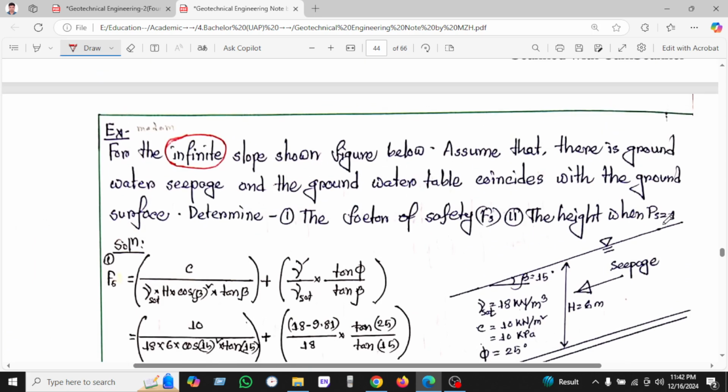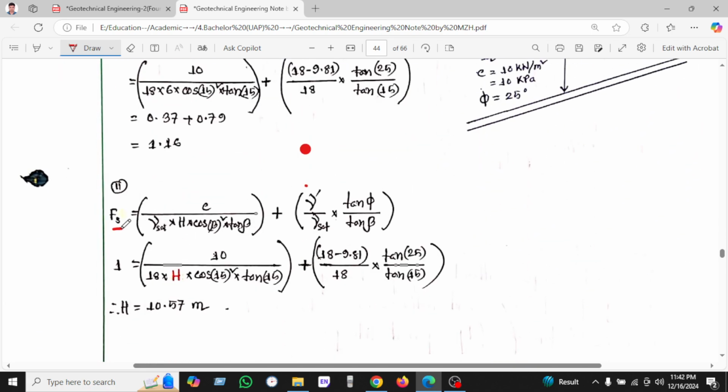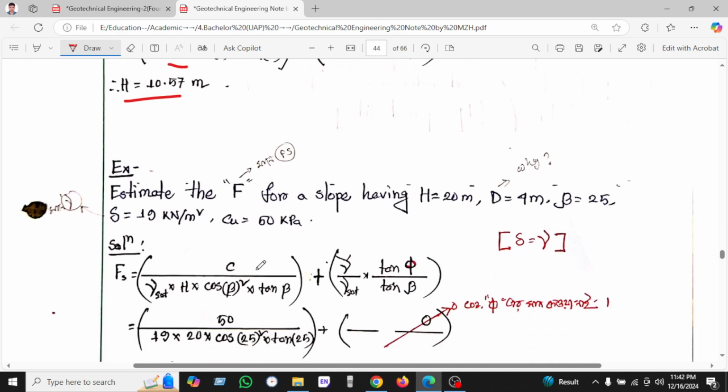Another one: the factor of safety is given as 1, so we have to calculate the height. We put the factor of safety here, the height is unknown, and we found the height is 10.56.